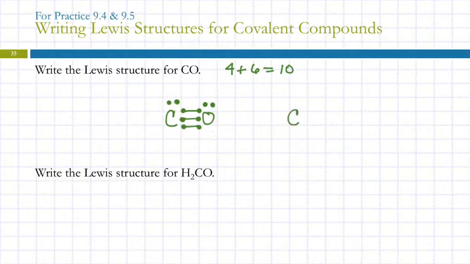So here's the carbon, and there's going to be a triple bond, so 3 lines with the oxygen, and then each of these is going to have a lone pair. You can put the lone pairs on the top or the bottom, it doesn't matter. I just like the way that one looks. Any questions? Let's do H2CO.